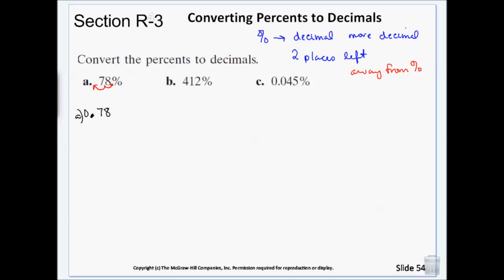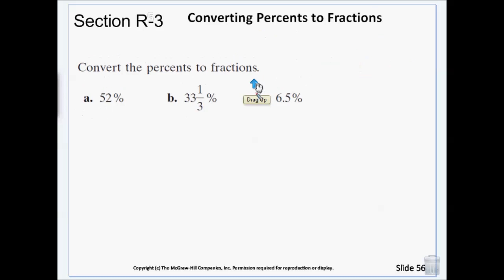For 412%, I'm going to move 2 places away from the percent. So it's going to be 4.12. Here I'm moving 2 places, and then there's nothing in this second place, so I have to add a 0. So if there's nothing in the spot, you always add a 0.